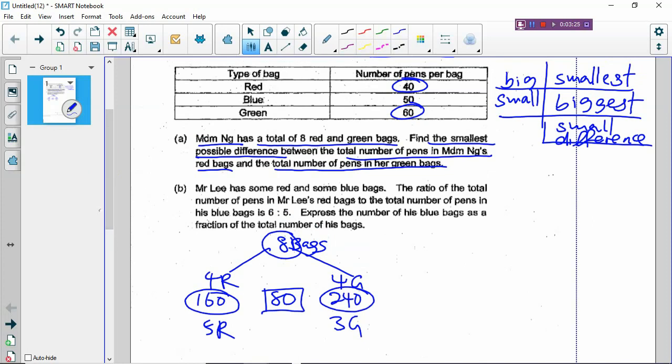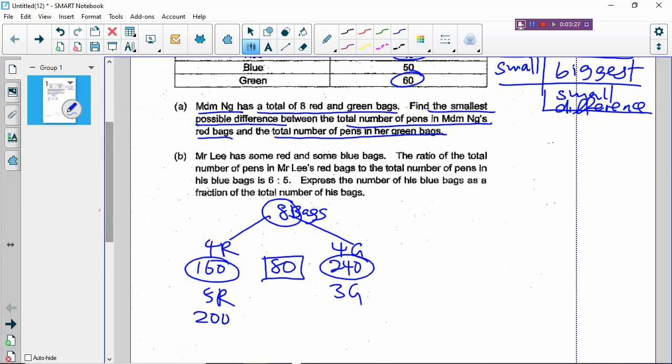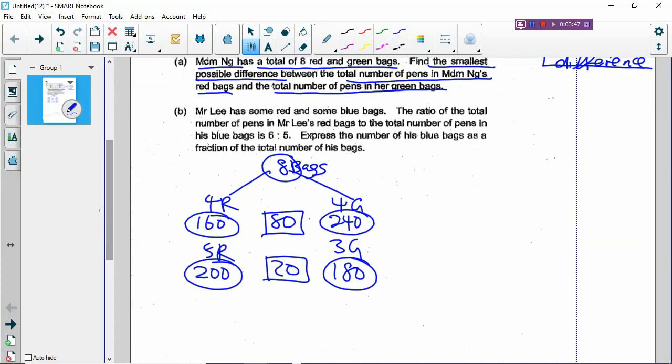If there are 5 red bags, then that'll be 5 times 40, so you will get 200 red pens. And 3 green bags will be 3 times 60, so that'll be 180 green pens. What's the difference? You take 200 minus 180. The difference is 20. Is that the smallest possible difference? Most likely this is the smallest difference, but if you are not sure, we do a third guess to double confirm. So you continue to increase the red bags, and the green bags you reduce.